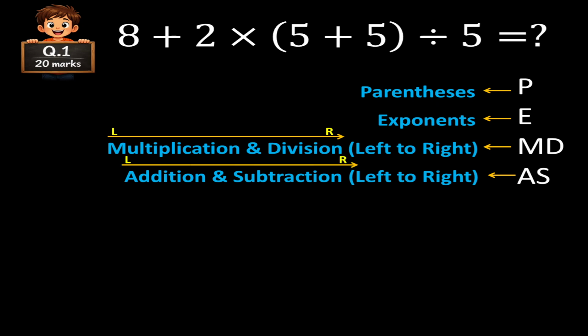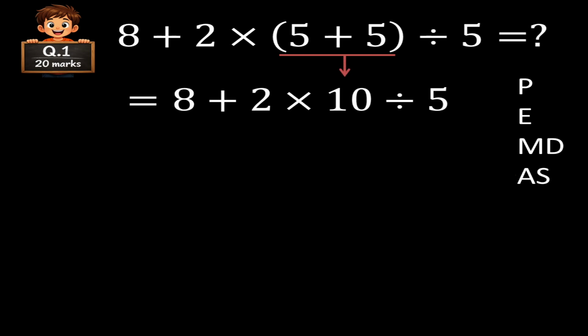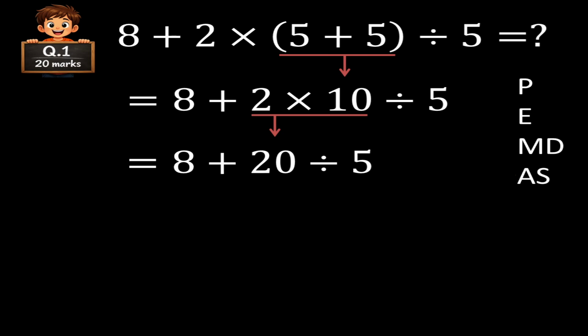Okay. So in this question, first we have to solve this parenthesis. So 5 plus 5 is equal to 10. So now the expression becomes 8 plus 2 times 10 divided by 5. Now we have one addition, one multiplication, and one division. So multiplication and division both have equal priority, so we have to solve from left to right. So first we have to solve this multiplication. So 2 multiply 10 is equal to 20. So the expression becomes 8 plus 20 divided by 5.